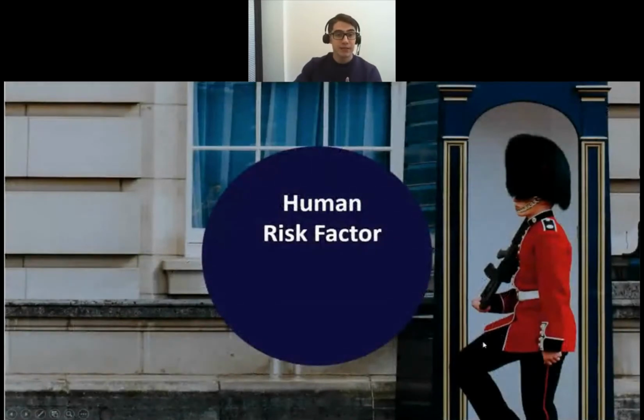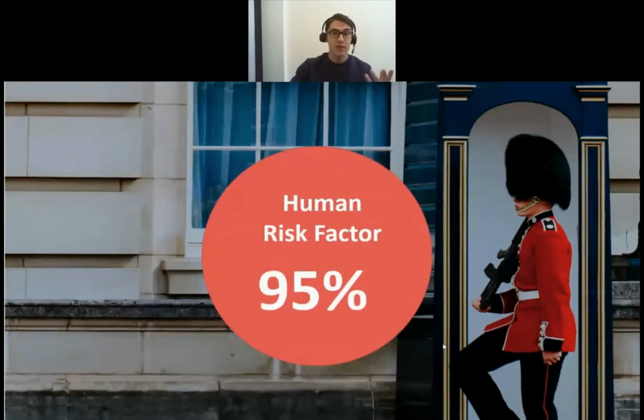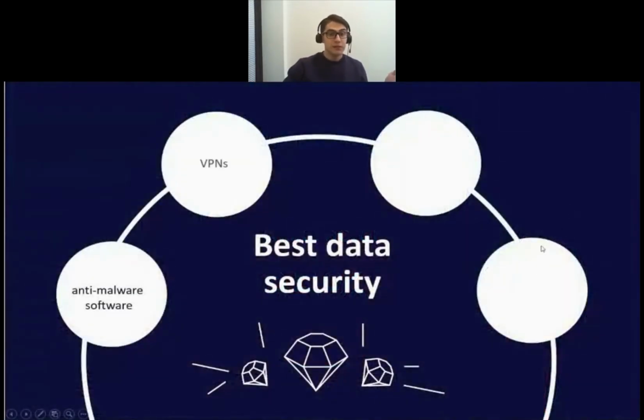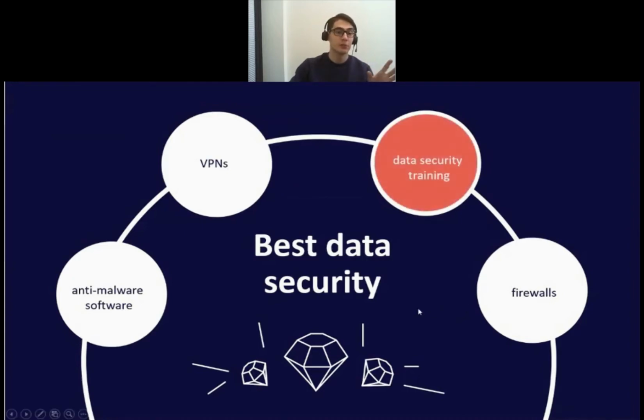According to Cybent, human error accounts for 95% of all cybersecurity breaches. That is why the best data security approaches are multi-layered. They not only include some combination of anti-malware software, VPNs, and firewalls, but also data security training to address the human risk factor. So today, I'll explain what data security training should include and how to create an online data security course on your own.